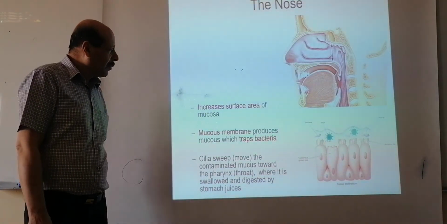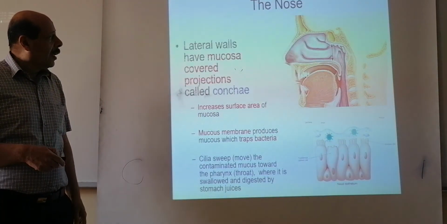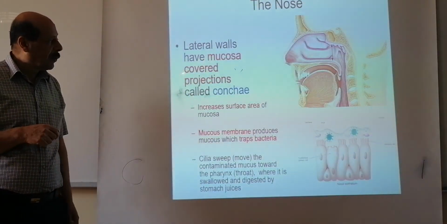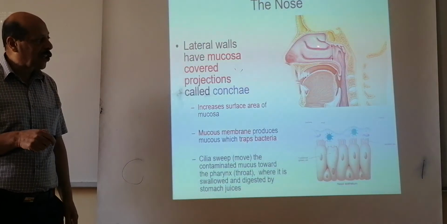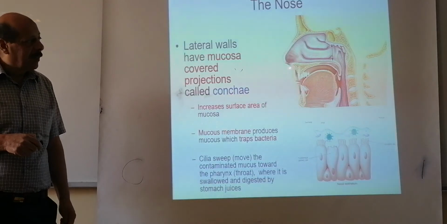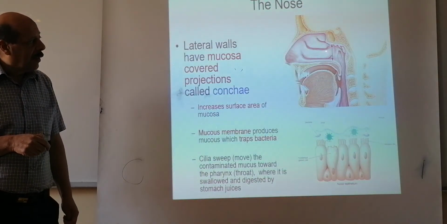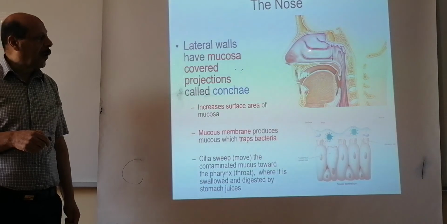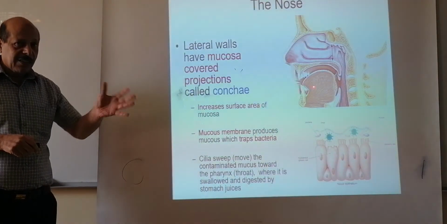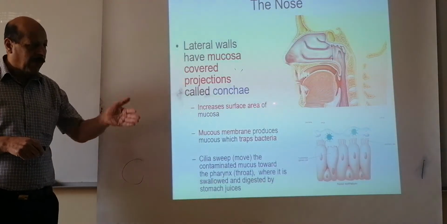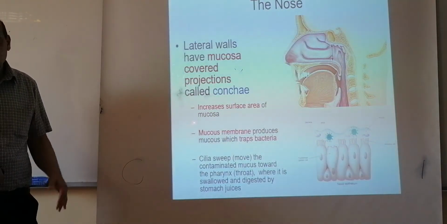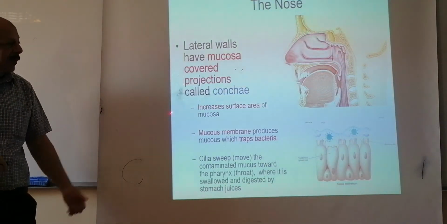So the nose, in the nose we have the lateral wall, which is covered by mucous projections called the conchae. Those projections on the side are called conchae. They increase that wavy formation, and it increases the surface area of the mucosa. So the surface area of the mucosa will be increased.